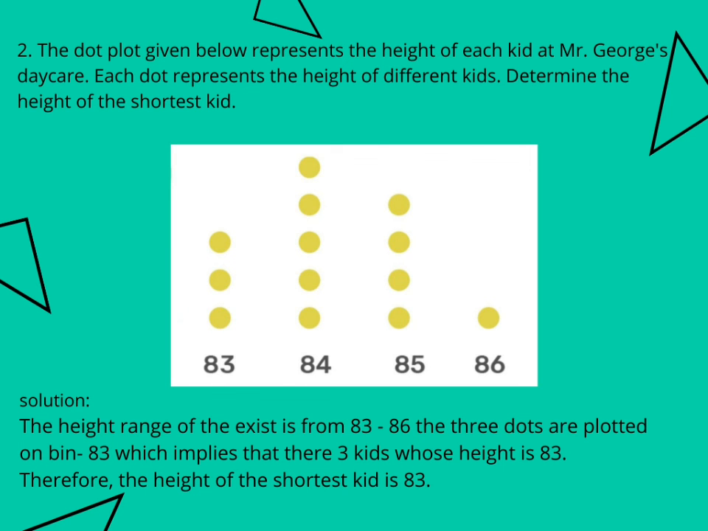Second example: the dot plot given below represents the height of each kid at Mr. George's daycare. Each dot represents the height of a different kid. Determine the height of the shortest kid. Solution: the height range of the axis is from 83 to 86. The 3 dots are plotted on the bin 83, which implies that 3 kids have a height of 83. Therefore, the height of the shortest kid is 83.